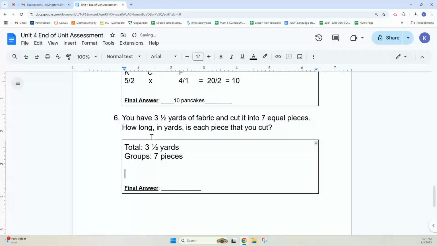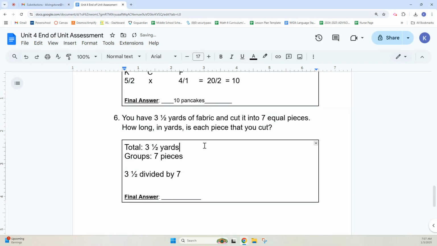So our division sentence here would be 3.5 divided by 7. All right, first thing we need to do is change this mixed number into an improper fraction. Start with the denominator. 2 times 3 equals 6, plus 1 is 7 over 2.